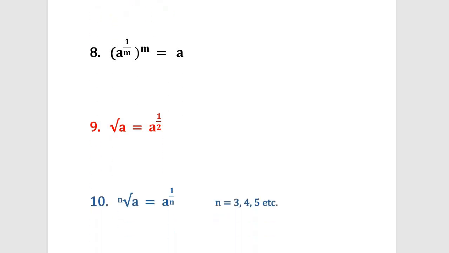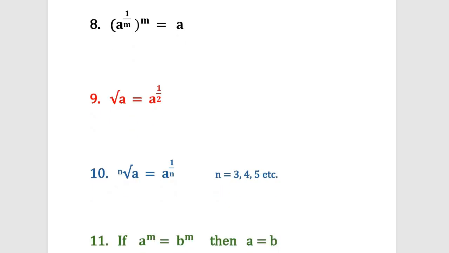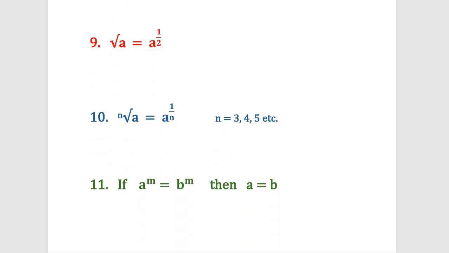Formula number 8, a to the power 1 by m whole to the power m equals a. In this case, 1 by m times m, so the m's are cancelled, and we get a. Formula number 9, square root of a equals a to the power half, because square root represents half.